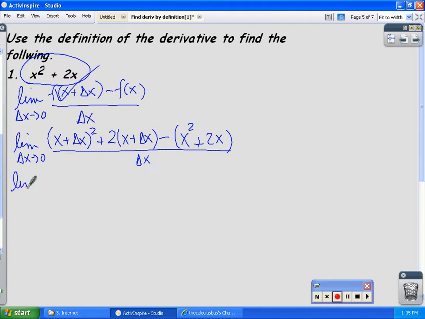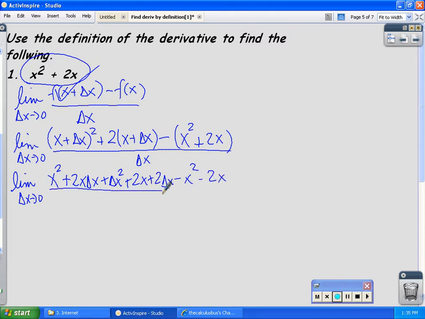All right, now, another thing that students often forget is to bring down the limit as delta x approaches 0. That is very important. You can't leave that off. All right, so doing the algebra and distributing, all over delta x. This is when everything starts subtracting out. So the x squares are gone, the 2x's are gone.